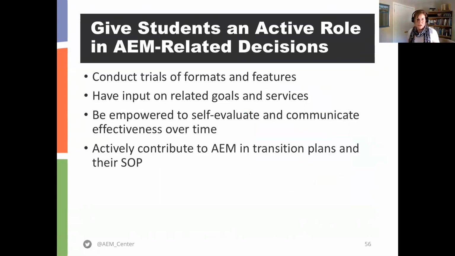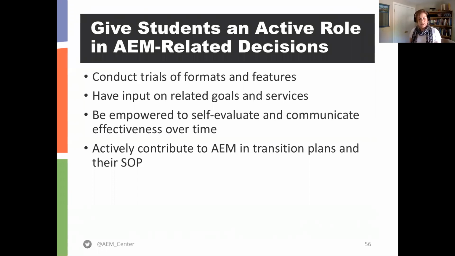Don't penalize them if they're trying a new format and only realize, gosh, that I wasn't able to learn that through that format, but I tried. Make sure they have input on their goals, their services. Make sure they're empowered to self-evaluate and communicate effectiveness over time. They need to be able to say, is this working for me or is it not?